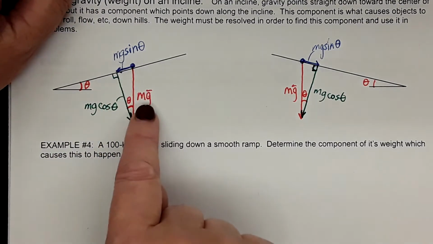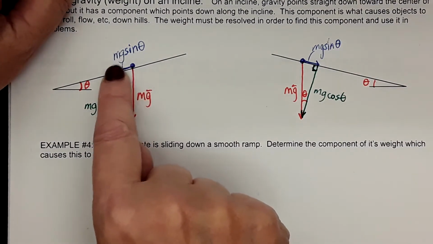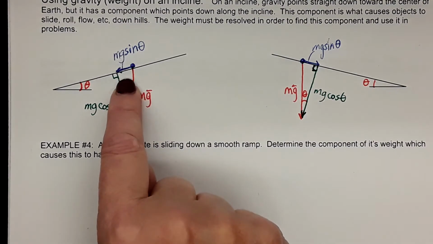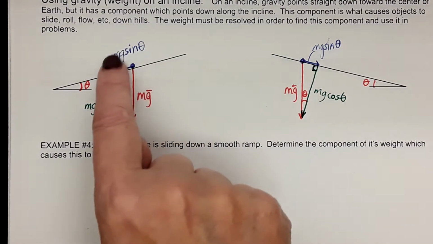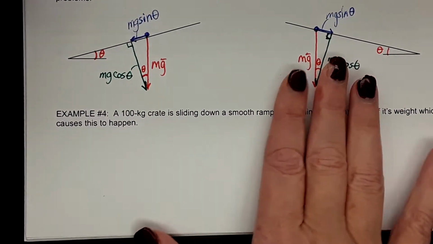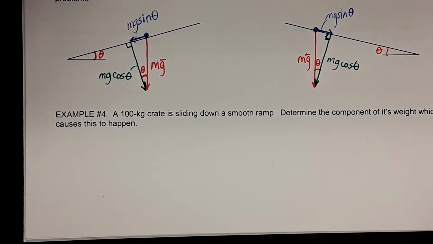This component of the gravity is always the component that makes water flow downhill, makes balls roll downhill. If you have your car and you forget to put your parking brake on and your regular brake fails, it'll roll downhill because of this component. Okay, so this is the natural tendency of all objects to slide or roll down inclines, okay? So this is the one they're asking for.